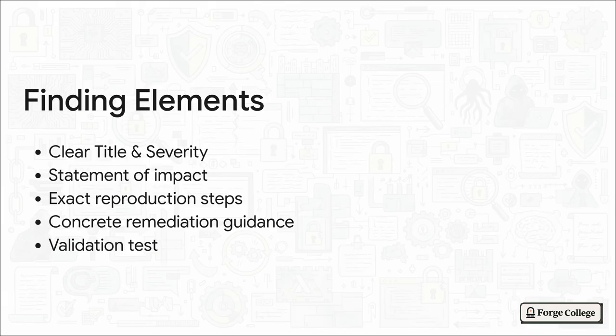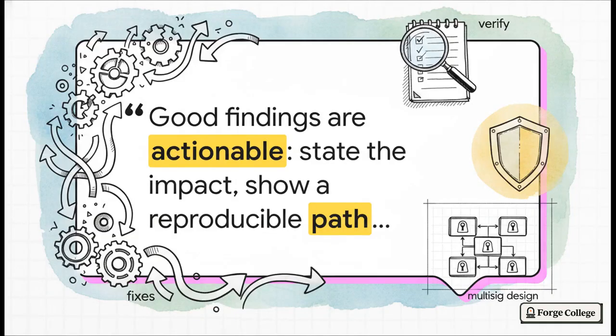You need a coded unit test that proves the vulnerability existed in the first place and proves that your proposed fix actually resolves it. The ultimate golden rule of reporting is this: good findings are actionable. You state the impact, you show a reproducible path, and you provide a minimal remediation with a verification test.